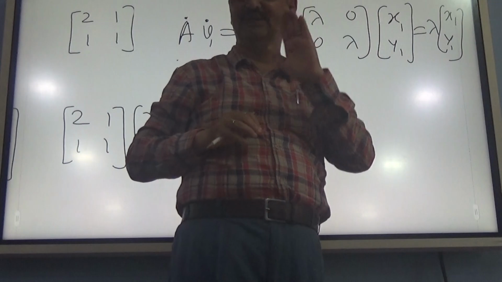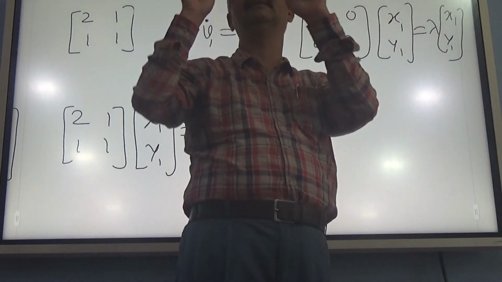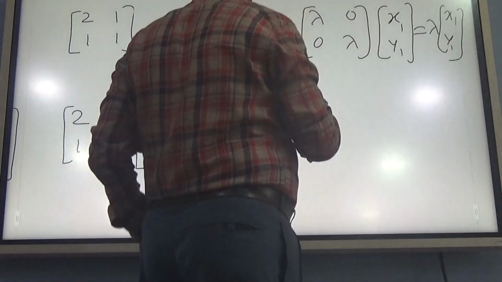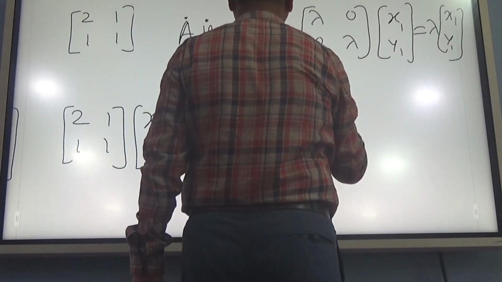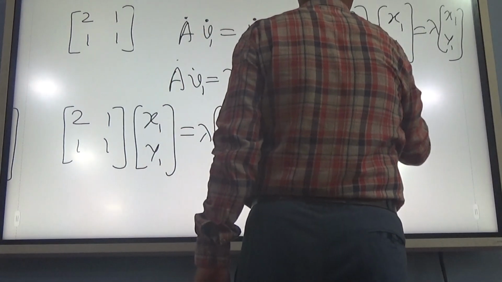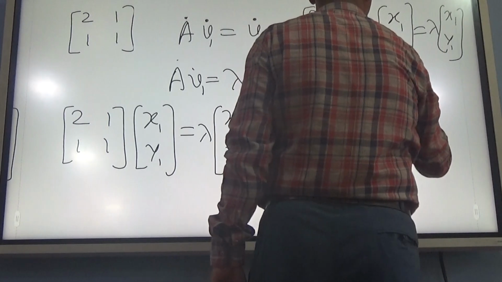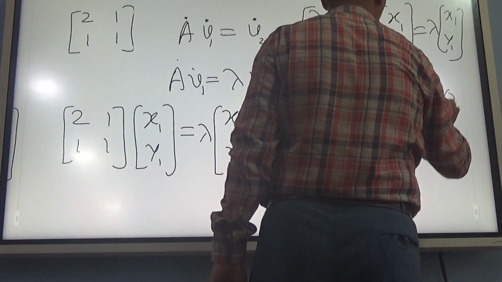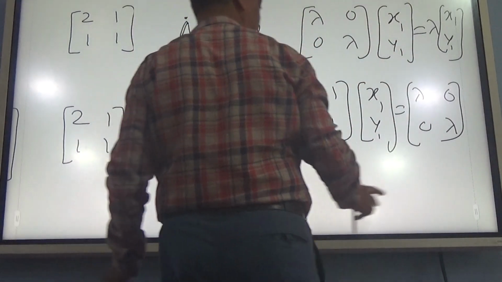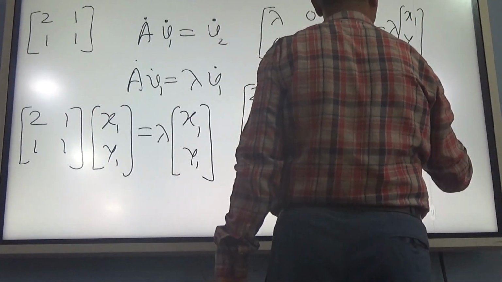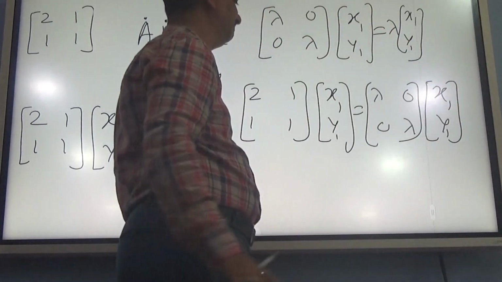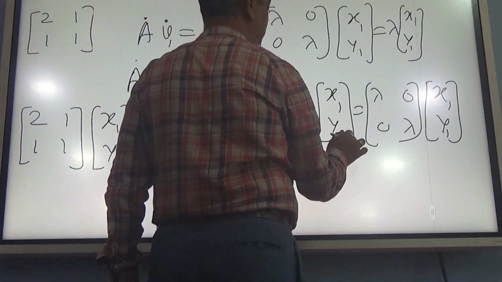Lambda x1 is the matrix lambda 0 0 lambda into x1. Is it okay? So I can replace this: 2 1 1 1 times (x1, y1) is equal to lambda 0 0 lambda times (x1, y1). What does it mean?